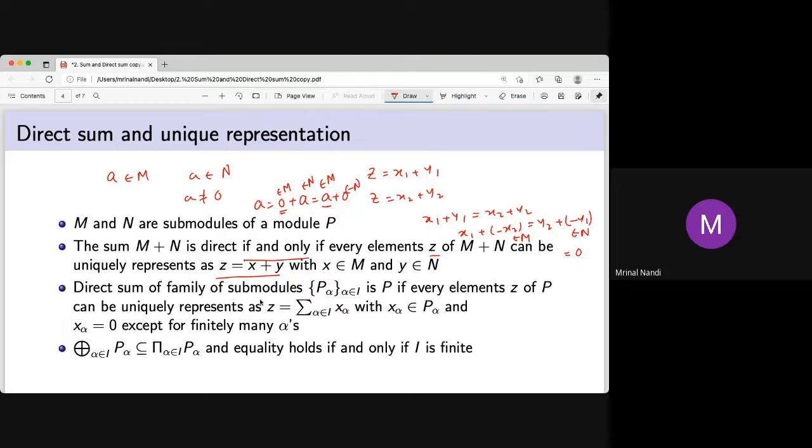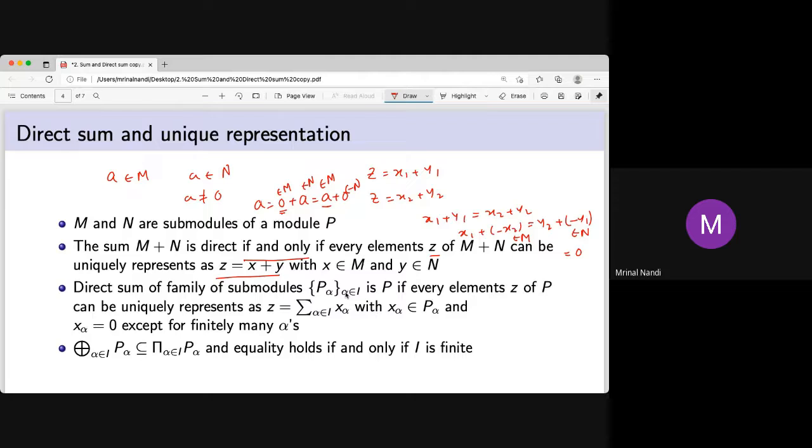Now, direct sum of a family of submodules, same thing. The family may be finite, maybe infinite, countable, uncountable. And again, we know how to define this sum. Obviously, this means x alpha is 0 except for finitely many alphas. So this sum is always finite. This sum is in a vector space also.